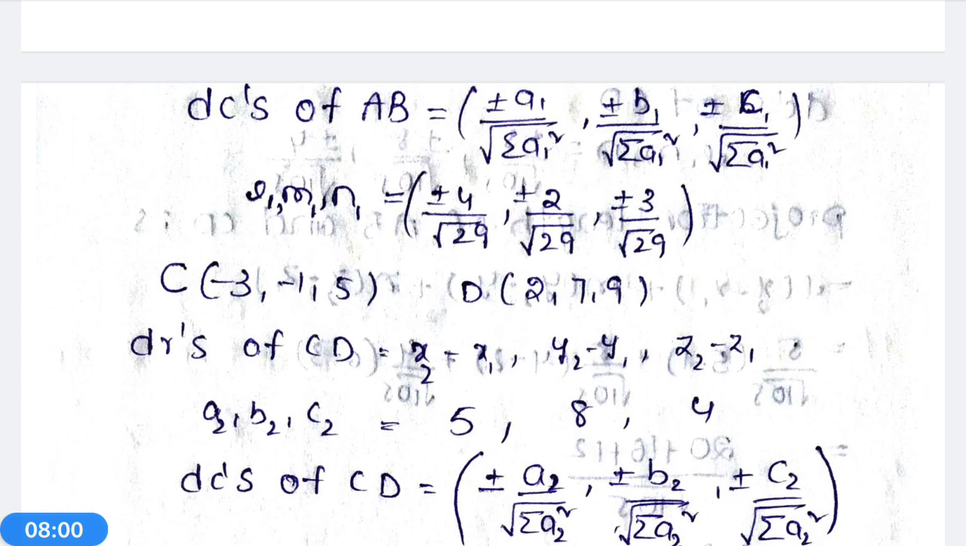If a, b, c are DRs, then DCs can be calculated. l1, m1, n1 is equal to plus or minus a by square root of sigma a square, plus or minus b by square root of sigma a square, plus or minus c by square root of sigma a square. This is the formula for determining DCs using DRs. Therefore, what are the DRs of AB? The DRs of AB are 4, 2, 3.